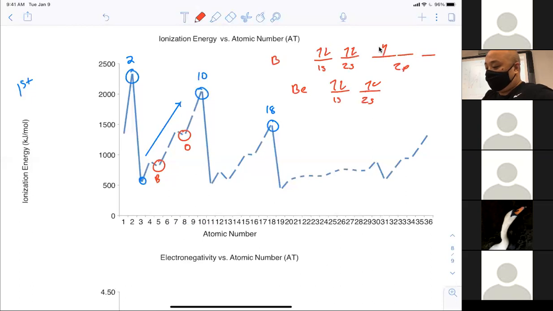Why is it easier in boron? Yes, it's the emptying the sublevel, right, Aiden? It's emptying the sublevel, so it's easier to lose that because you're minimizing repulsion significantly. So boron has a slightly lower ionization energy because you're emptying a sublevel when you do that, versus beryllium, which already has a full sublevel, so you're just breaking it up in half.